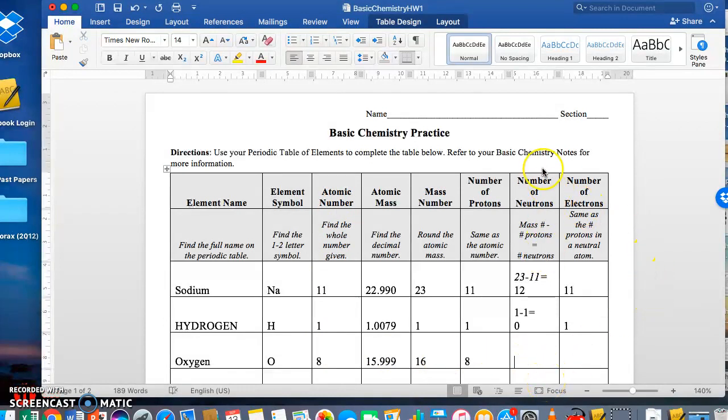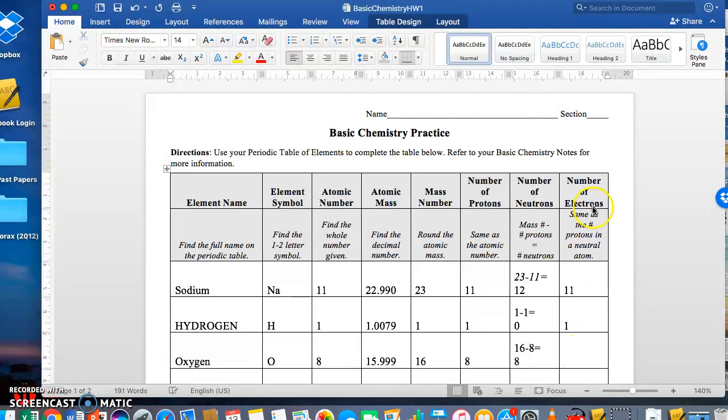Then the number of neutrons we do want to calculate. So we're going to take our total mass, so our rounded mass number, which is 16, and we're going to subtract the number of protons because that's also contributing to the mass, and we're going to end up with our remaining mass or the number of neutrons. So if we take 16, we subtract 8, we should end up with 8.